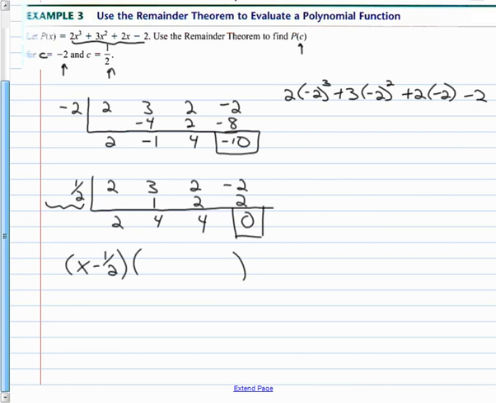And there's my quotient, 2x squared plus 4x plus 4. If I multiplied those two things together, it would be this original polynomial. And this is a trinomial that maybe I can factor, but we'll get there. The answer to this question is just -10 and 0.